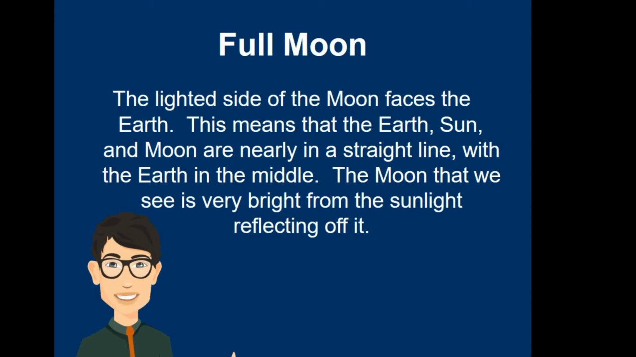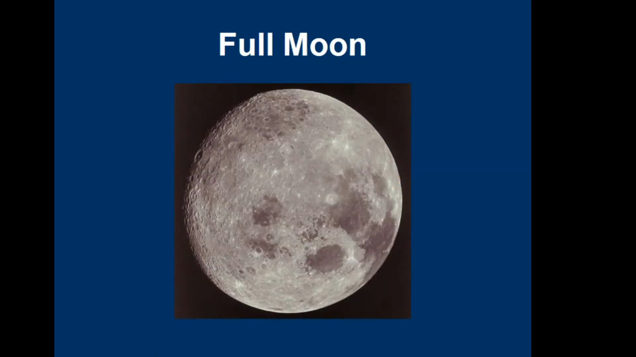Full moon. The lighted side of the moon faces the earth. This means that the earth, sun, and moon are nearly in a straight line, with the earth in the middle. The moon that we see is very bright from the sunlight reflecting off of it. When the moon is on the opposite side of the earth, the sun illuminates it in full. At this point, the moon has moved halfway through its orbit at 180 degrees.